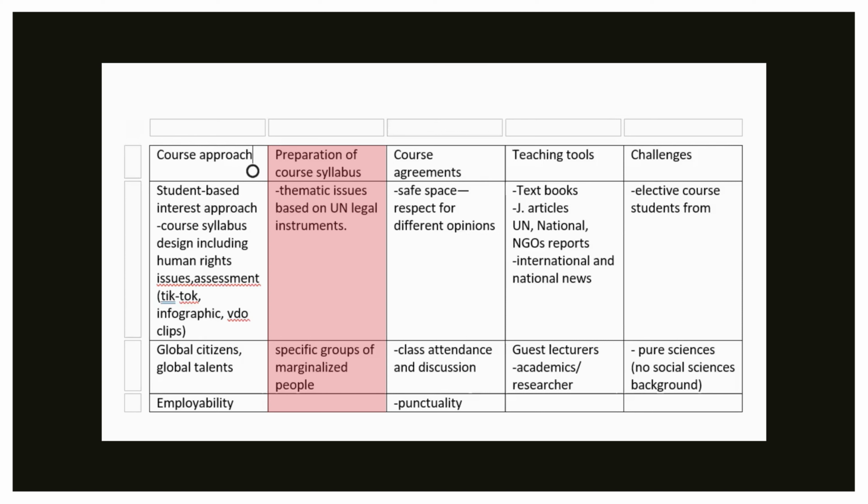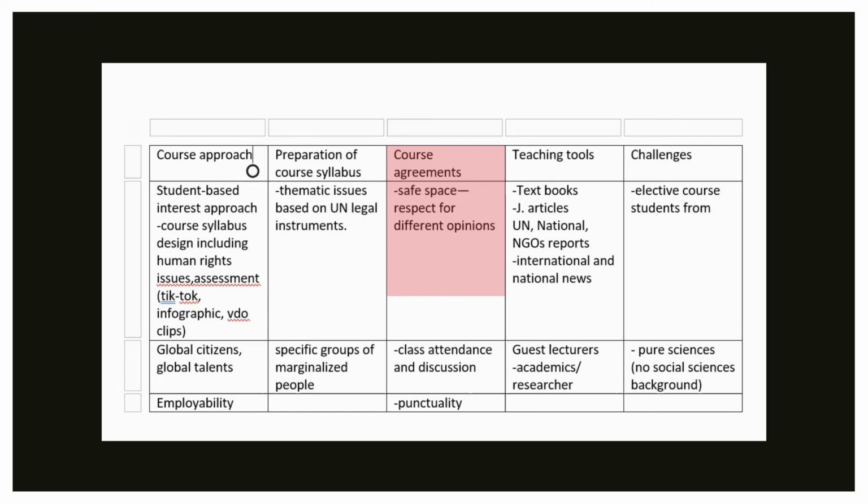And then another thing is specific groups of marginalized people. I also ask students which group they're really interested in learning about regarding human rights issues. One that is really trending is LGBTIQ. Particularly, students have no idea about this group of people at all, or about refugees or asylum seekers. They don't even know who they are, what kind of people they are.